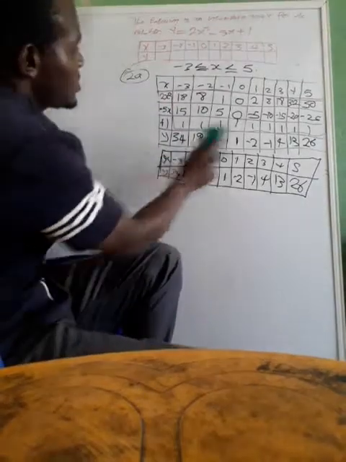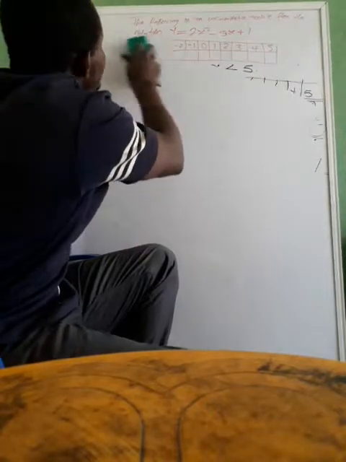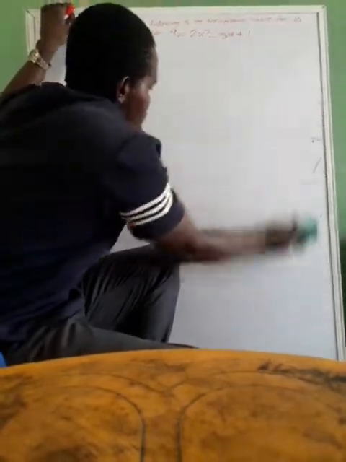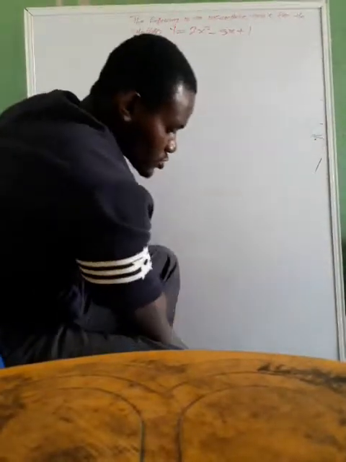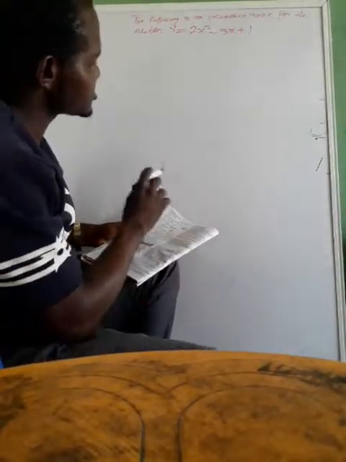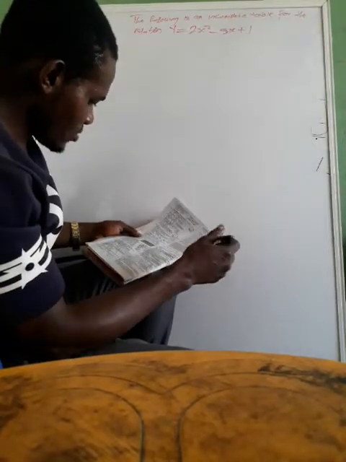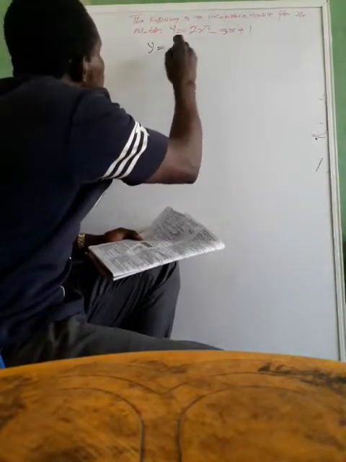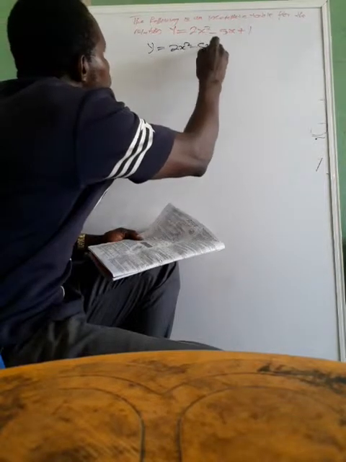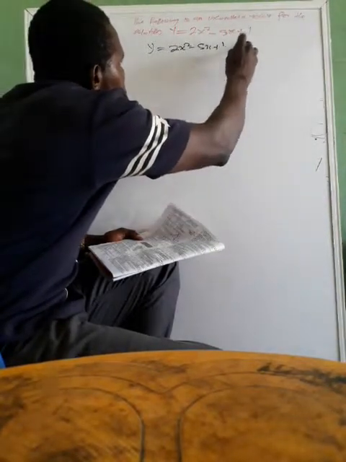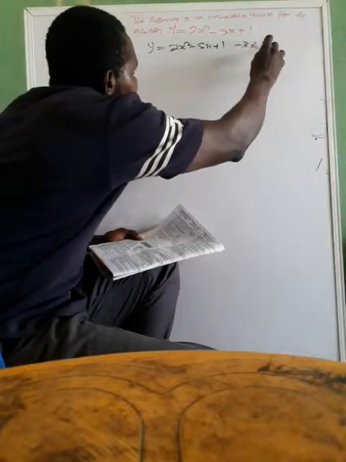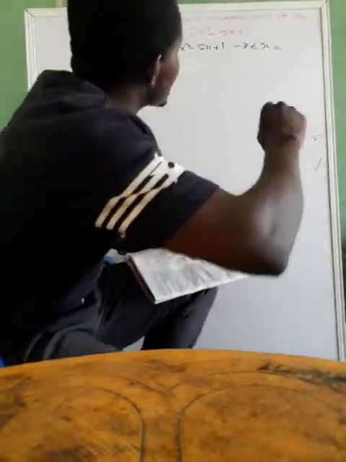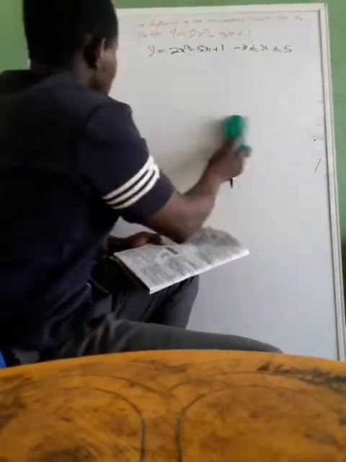I hope you know all this. I'm cleaning this off now. Let me remove this. I think I'll still need the table. So we have to draw the graph of this relation: y equals 2x squared minus 5x plus 1, for minus 3 less than or equal to x less than or equal to 5.